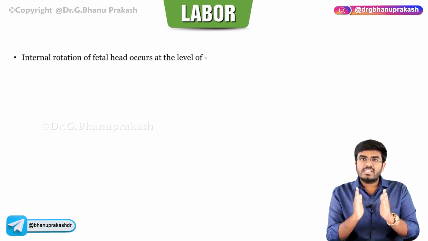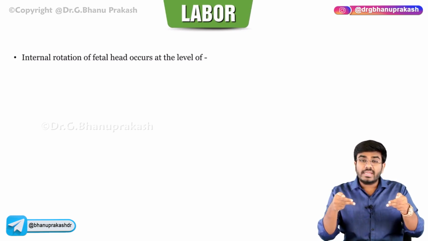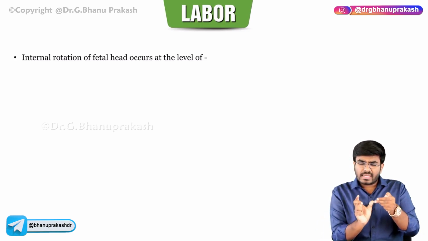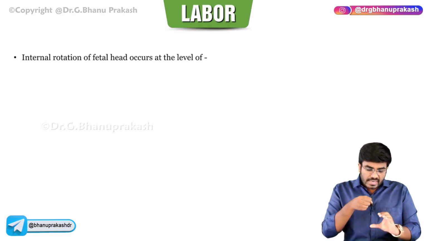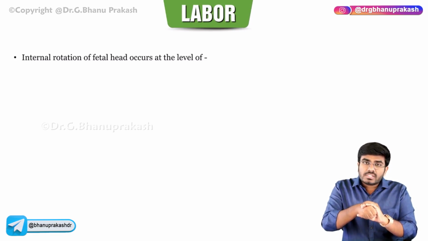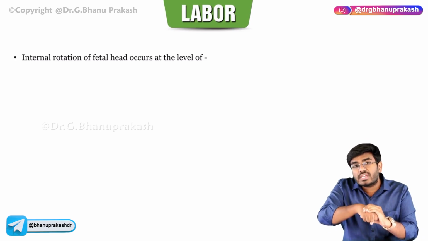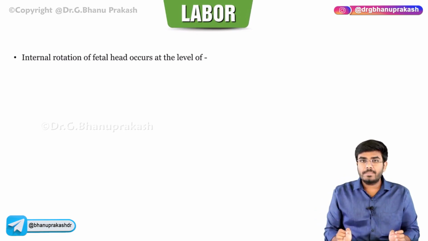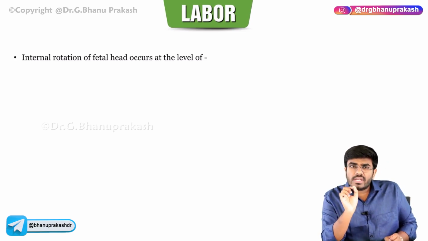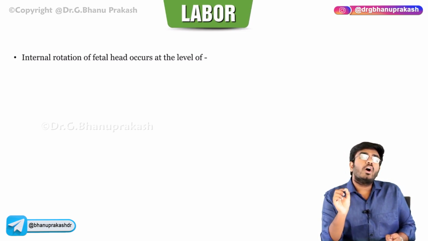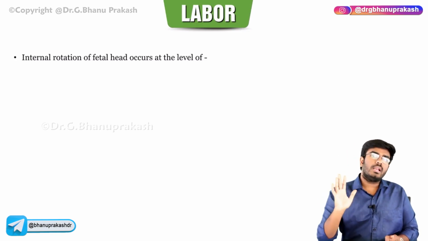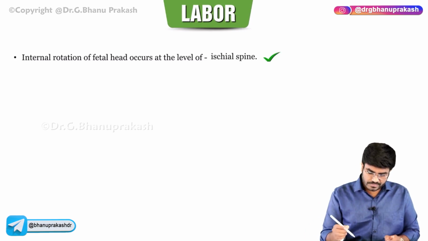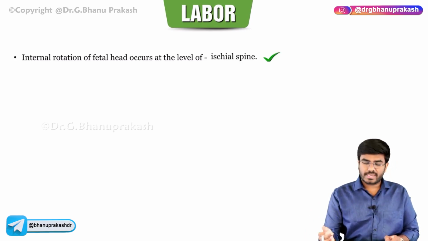So in that plane of least pelvic dimension, the ischial spines are protruding into the cavity, where the interspinous diameter becomes just 10 centimeters. So what happens at that particular plane? In order to pass through such a narrow area, internal rotation of the fetal head will occur. So internal rotation is happening at the level of the plane of least pelvic dimension, or at the level of the ischial spines, or at the level of zero station. All these are true statements. So internal rotation happens at the level of the ischial spine.